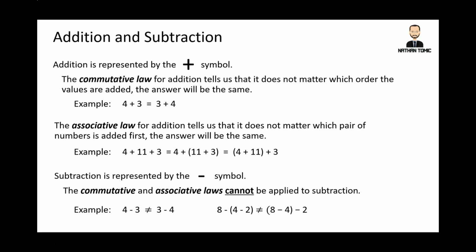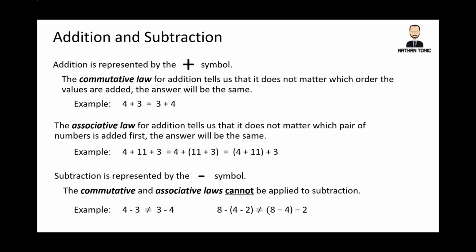The associative law for addition also tells us that it doesn't matter which pair of numbers is added first. We'll also get the same answer. So here we have 4 plus 11 plus 3. Now it doesn't matter if we add the 11 plus 3 first, for example in brackets, and then add the answer of that to 4, or if we add the 4 and the 11 first and then add the 3 at the end. It doesn't matter which order we do these additions, we will still get the same answer.